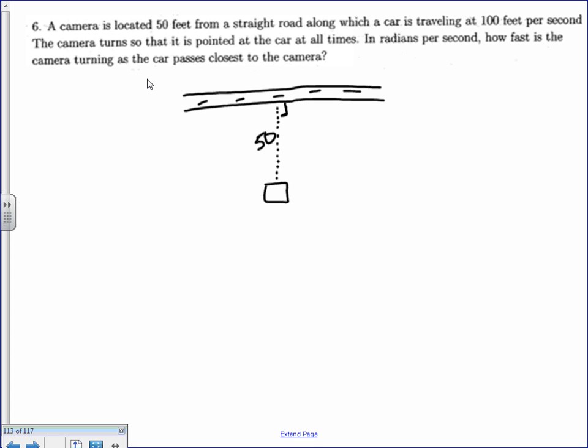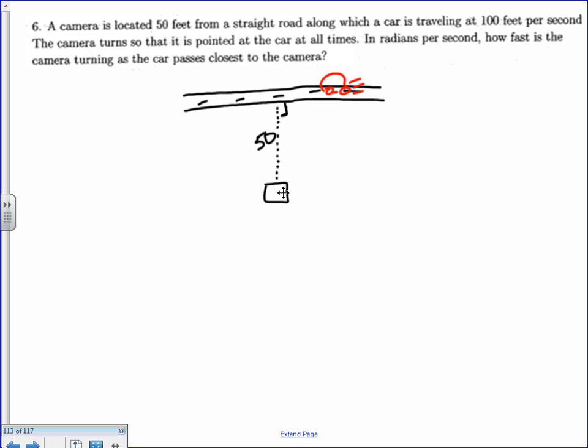And we've got a car on this road. I don't even want to attempt to draw a car, but I will. There's a couple of wheels. You know, there's a car. That's a great car. And it's traveling, well, we're going to travel that way. The car is traveling on this road at 100 feet per second.